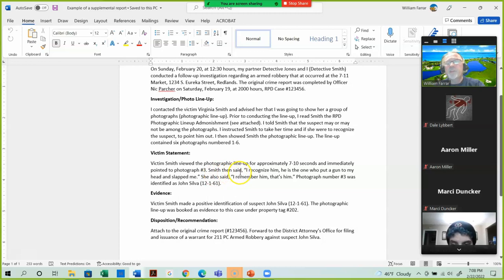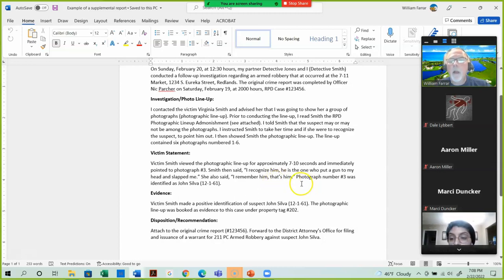And then here's what she said, and I quoted it because it's important, because it heightens the importance, right? So I say that Smith then said, quote, "I recognize him. He's the one that put the gun to my head and slapped me." And then she also said, "I remember him. That's him." And then I don't go on to just drone on about everything that she said, but I put these quotes in there.